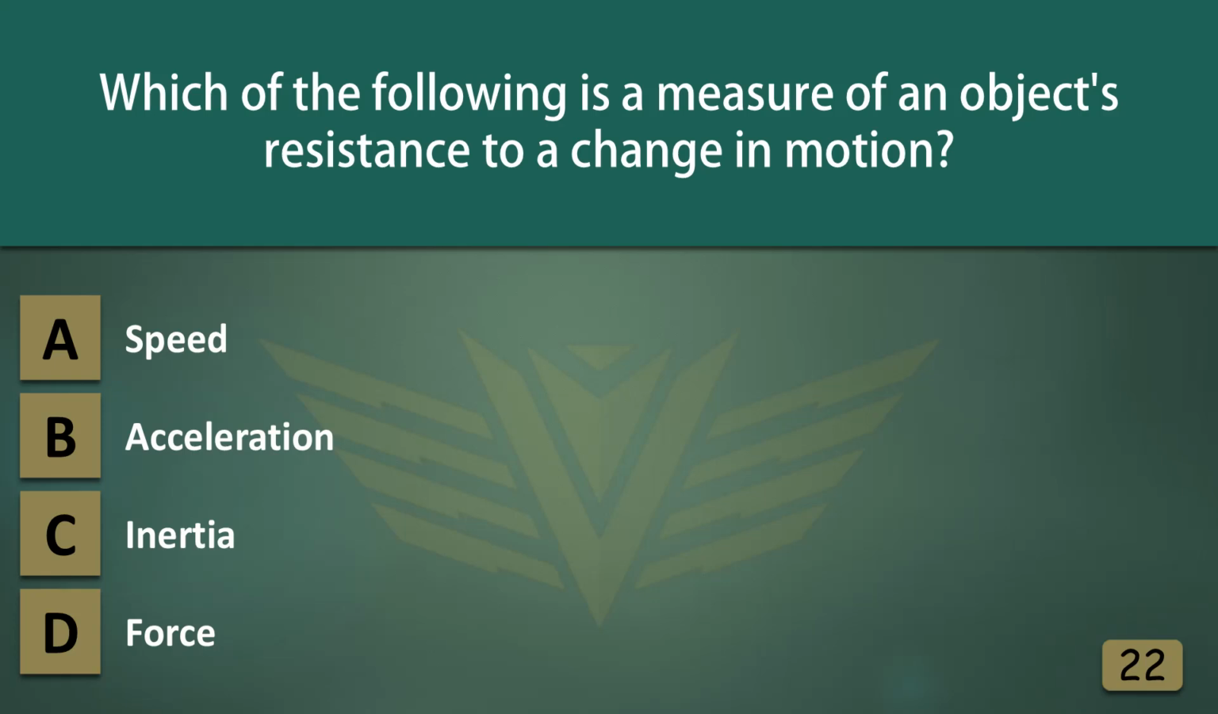Which of the following is a measure of an object's resistance to a change in motion? A. Speed. B. Acceleration. C. Inertia. D. Force.